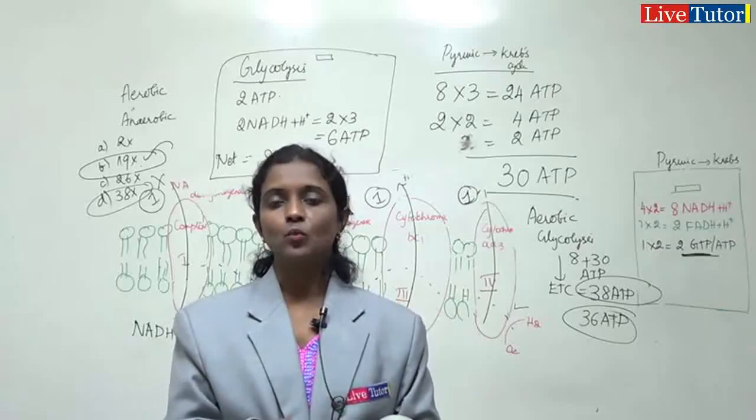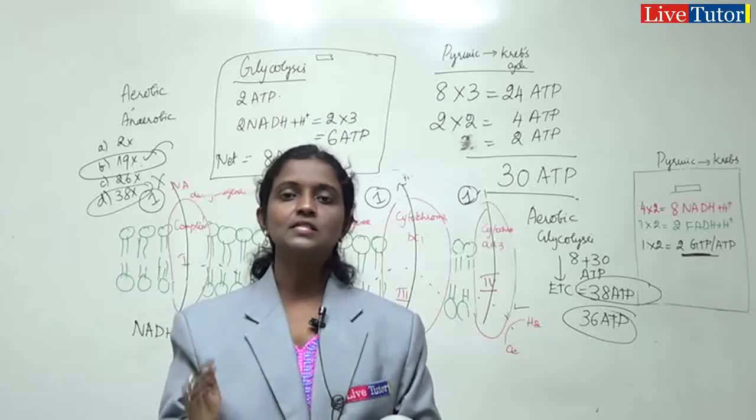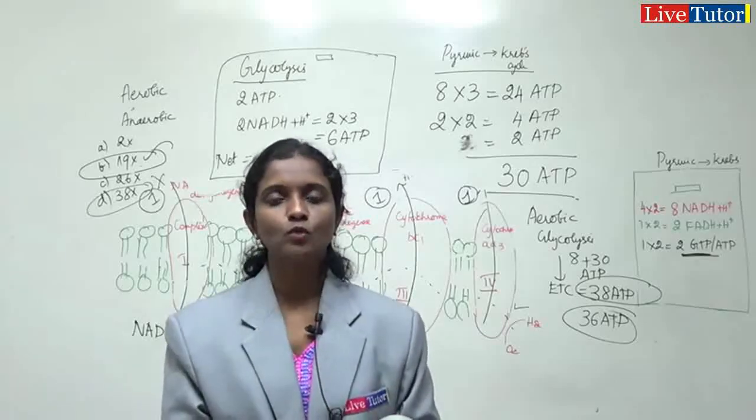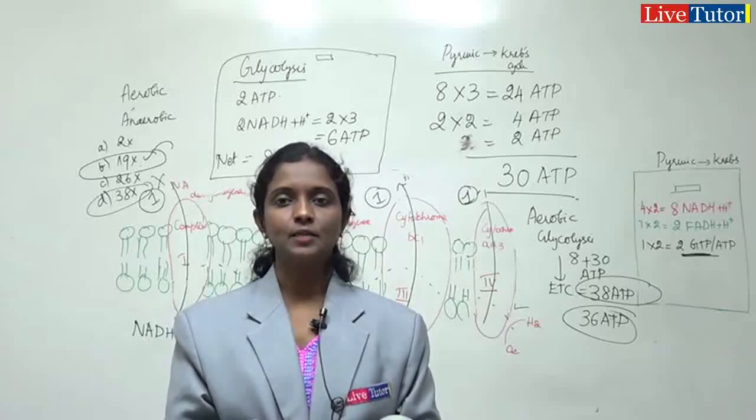Glucose will not give out 38 ATPs in one go. In small stepwise reactions it releases energy, and the maximum energy that we get out of one molecule of glucose is 38 ATP molecules.